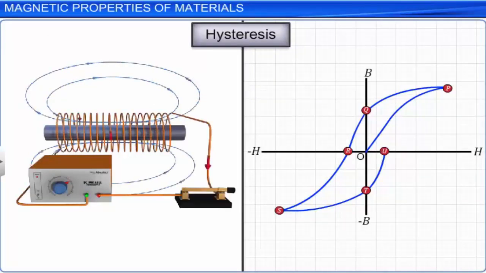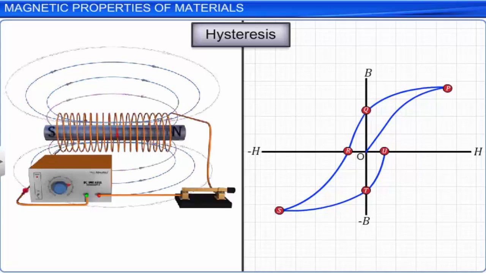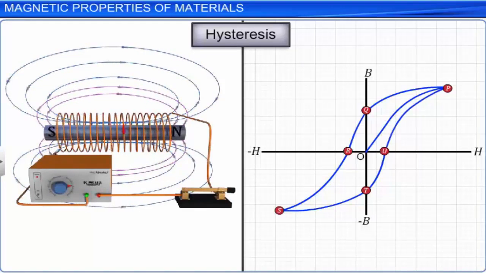With any further increase in current through the solenoid, the applied magnetic field in it and the magnetic field strength in the ferromagnetic material increase to its saturation value. This is represented by UP in the graph.